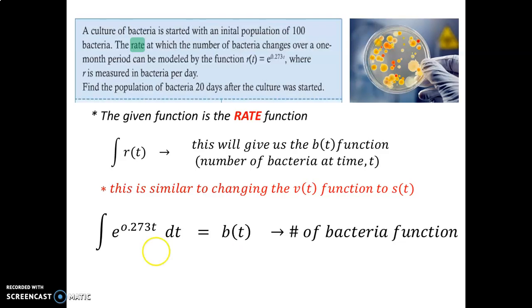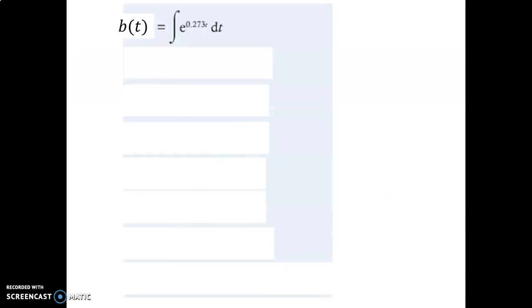So why don't we do that? What's the integral of this? And by the way, we need a b of 20 because we're looking for the population of bacteria 20 days after the culture was started. So we're going to create the bacteria function, and then we're just going to find b of 20, and we'll know how many bacteria there are on day 20. All right, so let's do it.